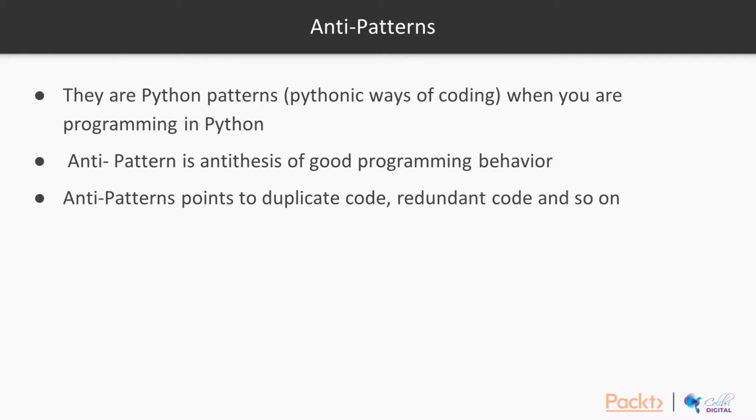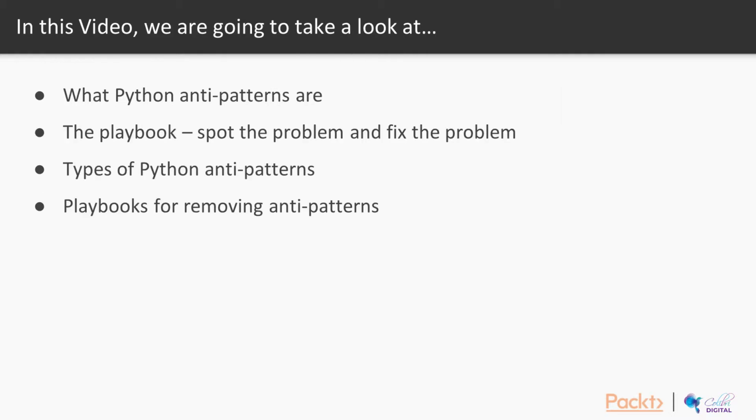So some antipatterns point to duplicate code, some antipatterns point to redundant code, some antipatterns point to code that should be encapsulated with an object-oriented construct instead of using long lists of, let's say, switch case statements or if-then-else statements, right? So the playbook is very simple. I want to show you the types of problems and their symptoms in the next few videos. And then for each problem we discuss, I'm going to show you the routine fix, right?